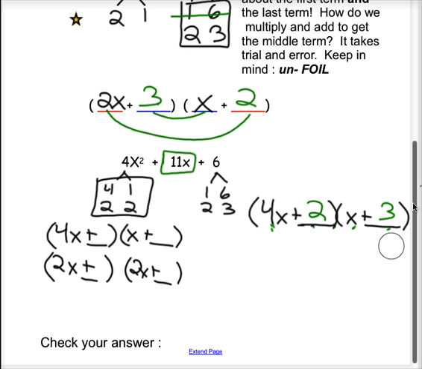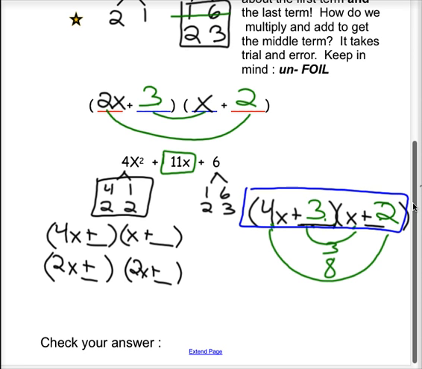So because that doesn't work, before we give up, let's reverse those two values. So I'm going to put the 3 over here and the 2 over there. Now I'm going to test my connections. That's going to give me 8 and 3. Well, 8 plus 3 actually does give me the 11 that I'm looking for. So what that means is that this actually is the factored form of 4x squared plus 11x plus 6. Okay, so my search is done. That is going to be the only possible solution for this.